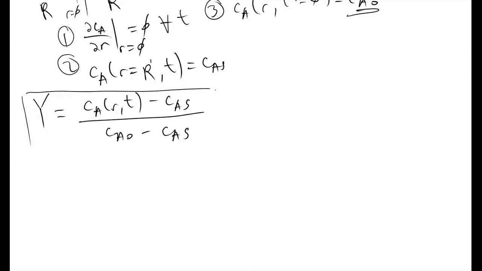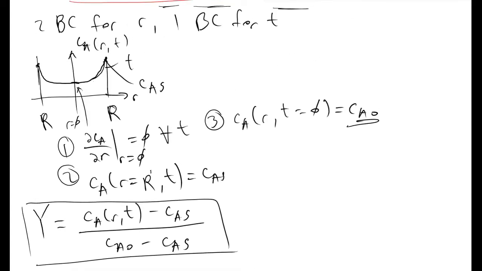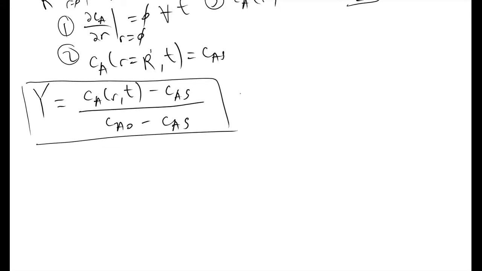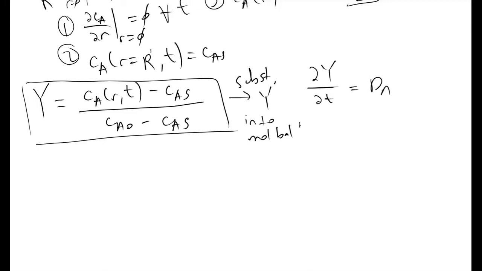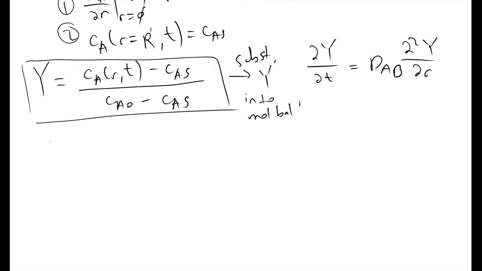I'm going to define y to be this quantity, and if we go back to our mole balance and substitute in y, that tells us that the partial derivative of y with respect to time, which is equivalent to dCA dt, had to be equal to DAB times the second partial derivative of y with respect to r, the radial component. And at this point, we'll say it's separable.